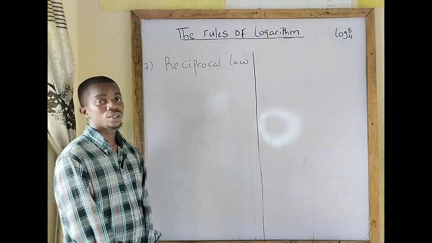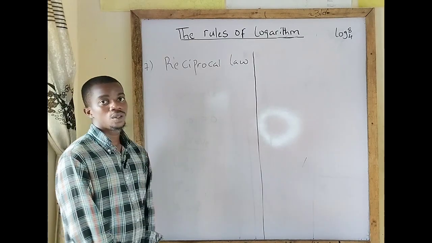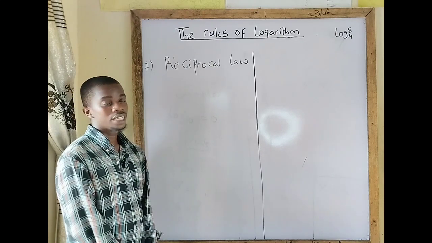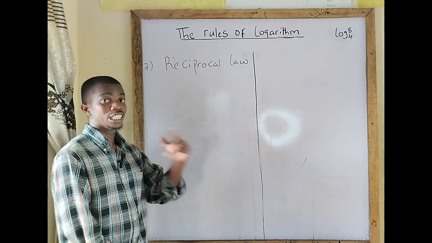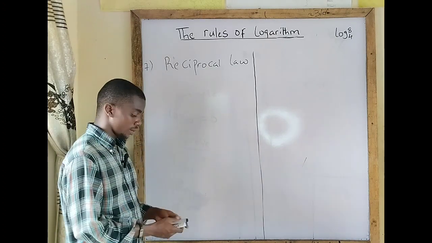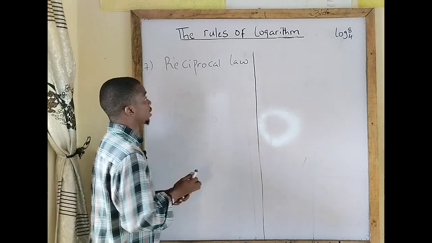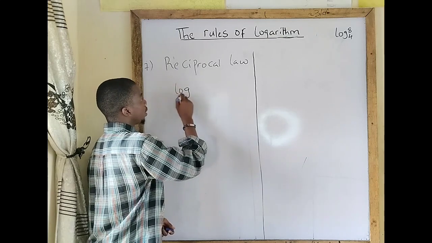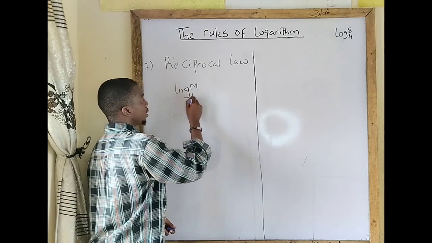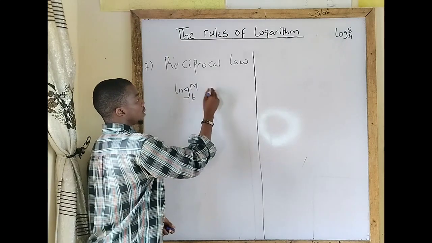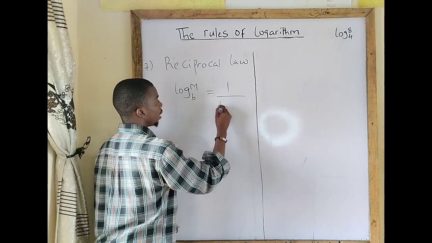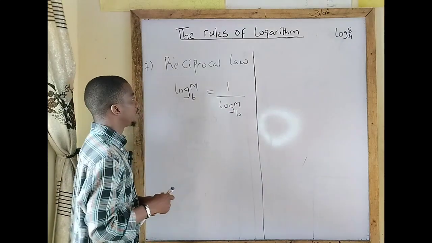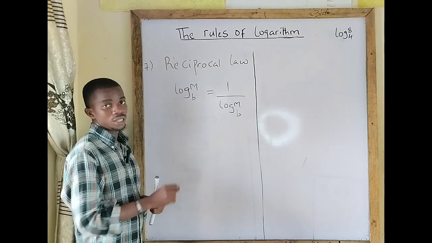The next law we are going to consider is the reciprocal law. The reciprocal law says that the reciprocal of any log is 1 all over that log. This is what I mean. If we have a log, say log m base b, the reciprocal of this log is 1 all over log m base b.